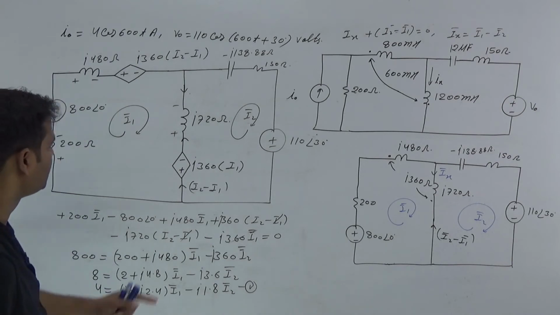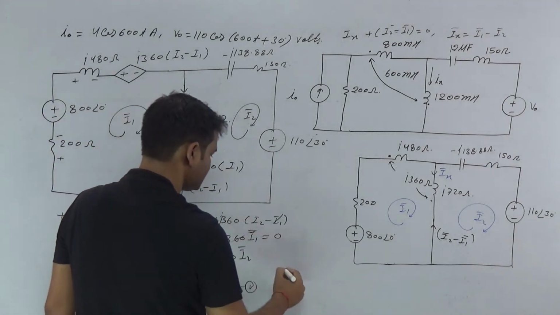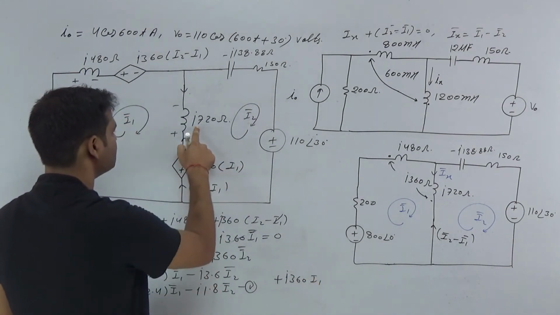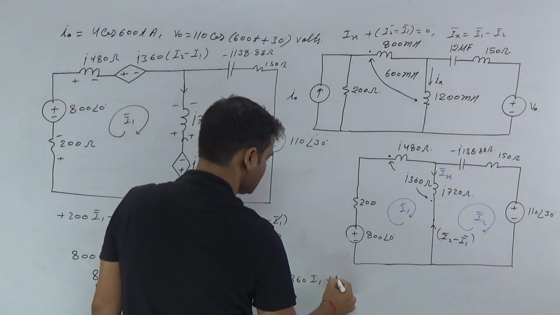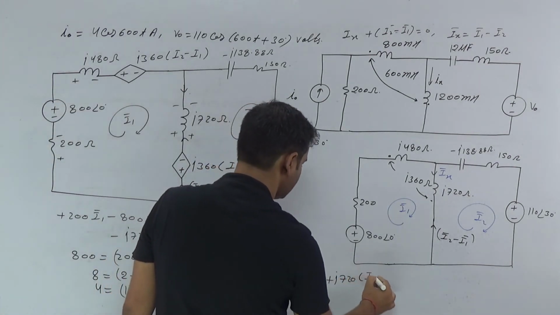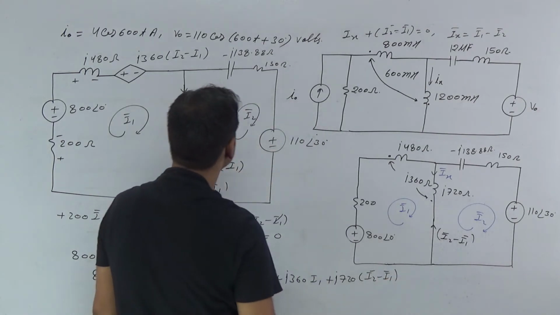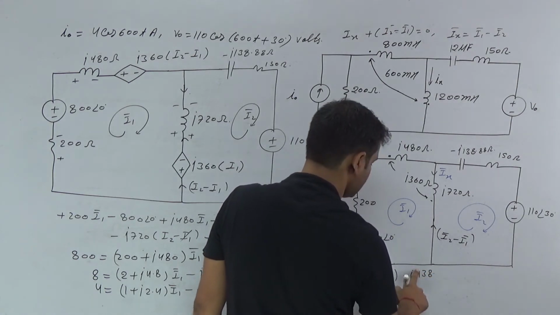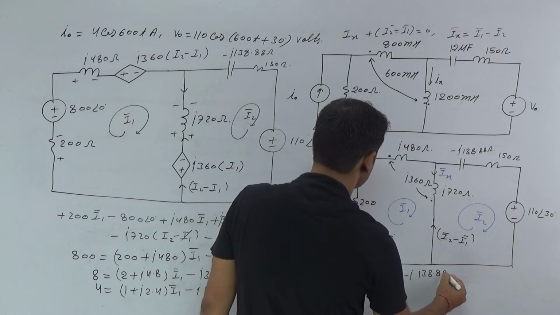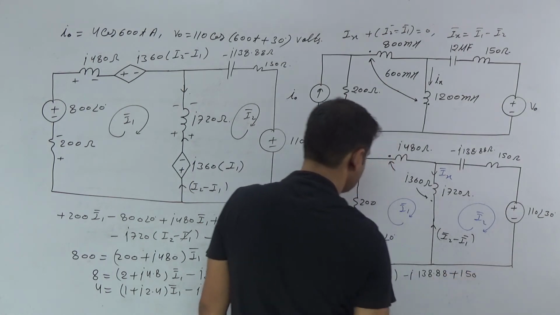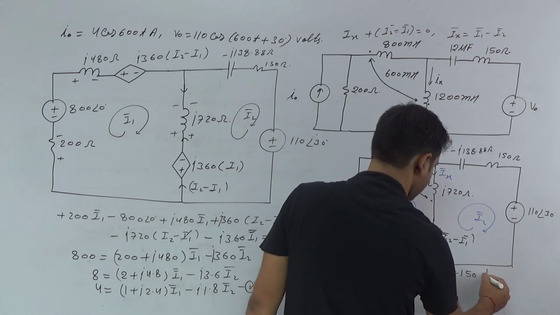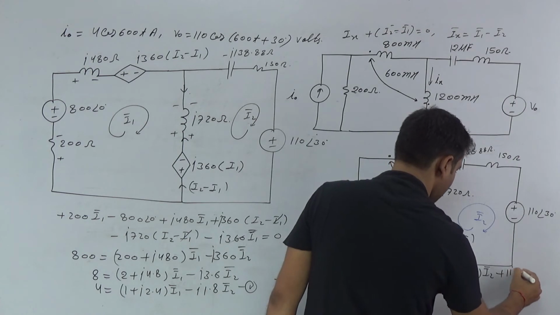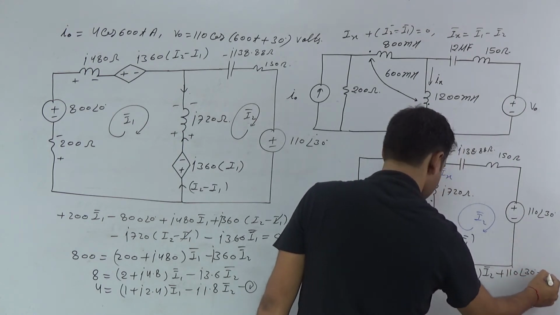Okay. Now apply KVL in this loop. Plus to minus: plus j360 into I1, plus j720 (I2 minus I1), minus j1138.88 plus 150 into I2. Okay, plus 110 at the angle 30 degrees. This is equal to 0.